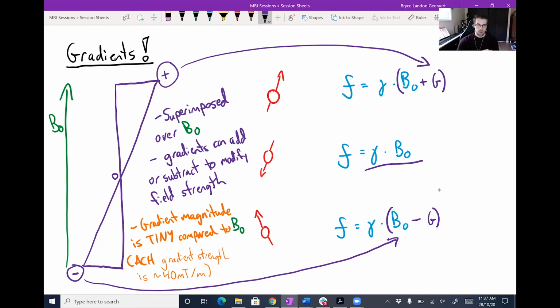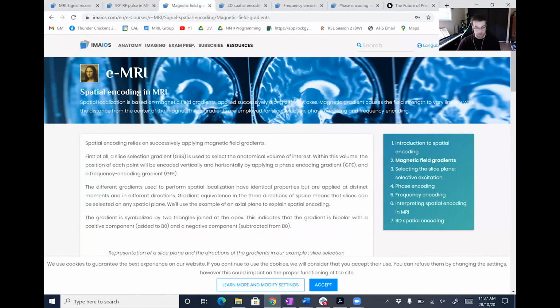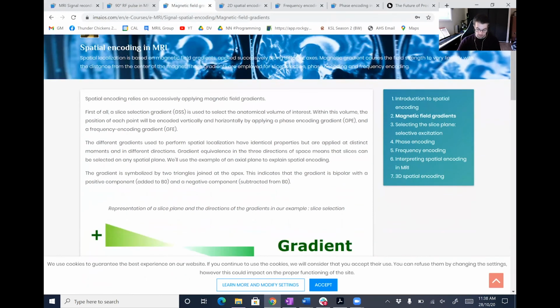One area that people can get tripped up with gradients is thinking that we're applying a magnetic field in a different direction than B0. You have to remember with gradients, the magnetic field that we're adding or subtracting, the field that we're superimposing over B0, is always aligned with B0. That's regardless of the direction that the gradient is applied over. So back to Amios, we've got some handy drawings that will help to drive this home if anyone's a little confused about what I'm talking about.